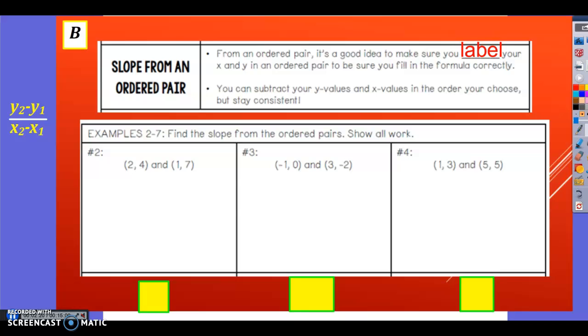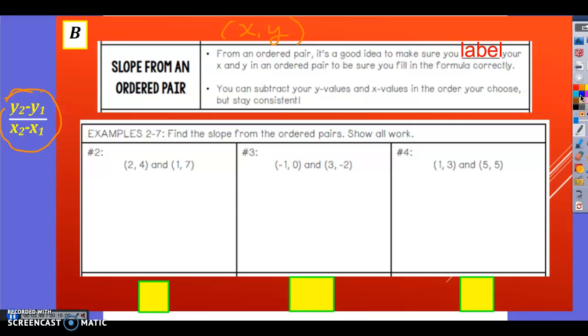Now let's review how do we find the slope from 2 ordered pairs. So off to the left of my screen here is my formula for finding slope from 2 ordered pairs. Every ordered pair has an x first and a y second. So we're going to have 2 of these. The formula says you take the second y minus the first y over the second x minus the first x. So let me work an example.